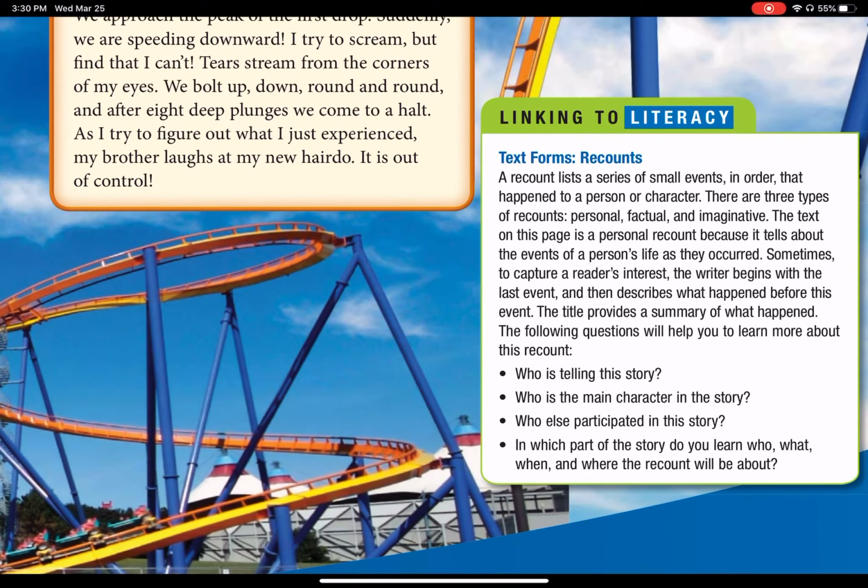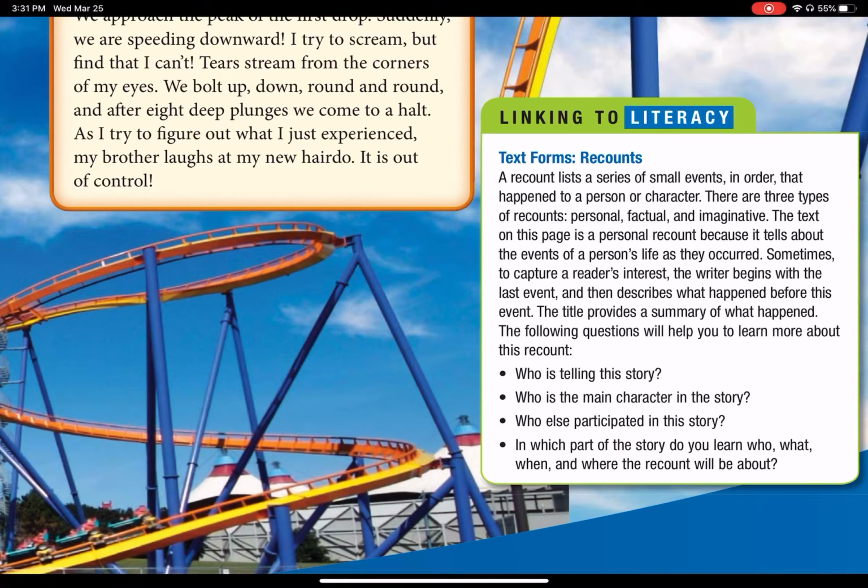It tells you what a recount is. A recount lists a series of small events. So more than one thing happens. It's called a recount in order that happened to a person or a character. For example, I can list a recount of what happened to me today. I woke up in the morning, I had my breakfast, I recorded a video for my students, and then I had my lunch, and then I attended to my kids, and so on. So this is a recount of my morning.